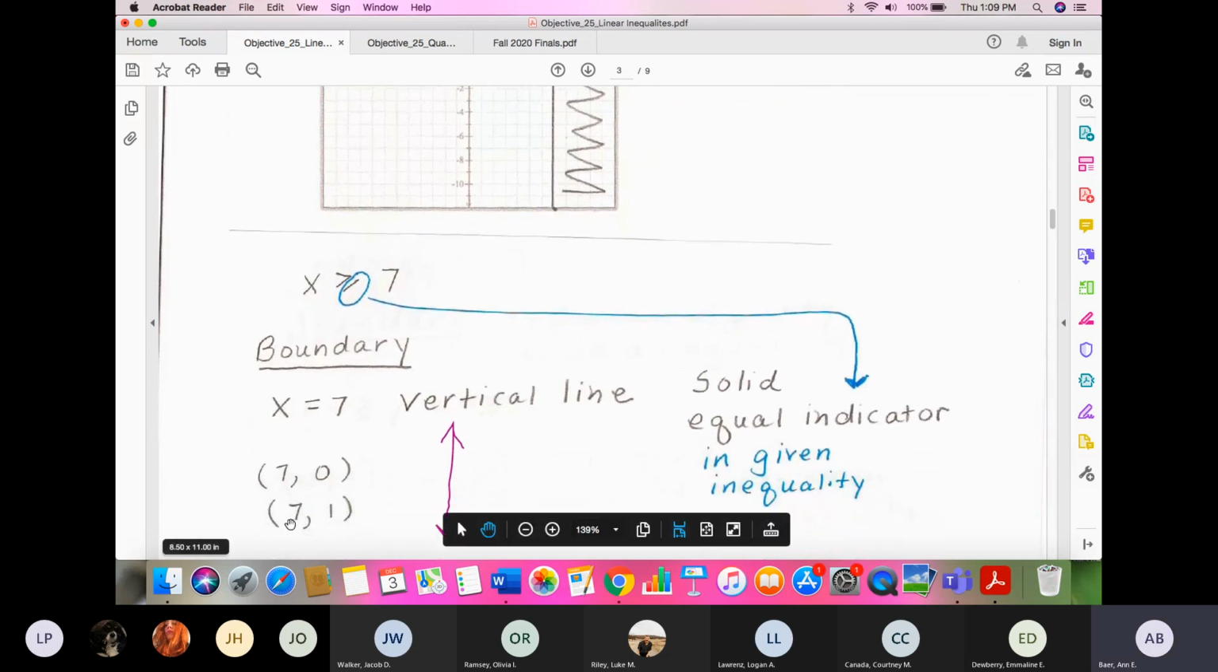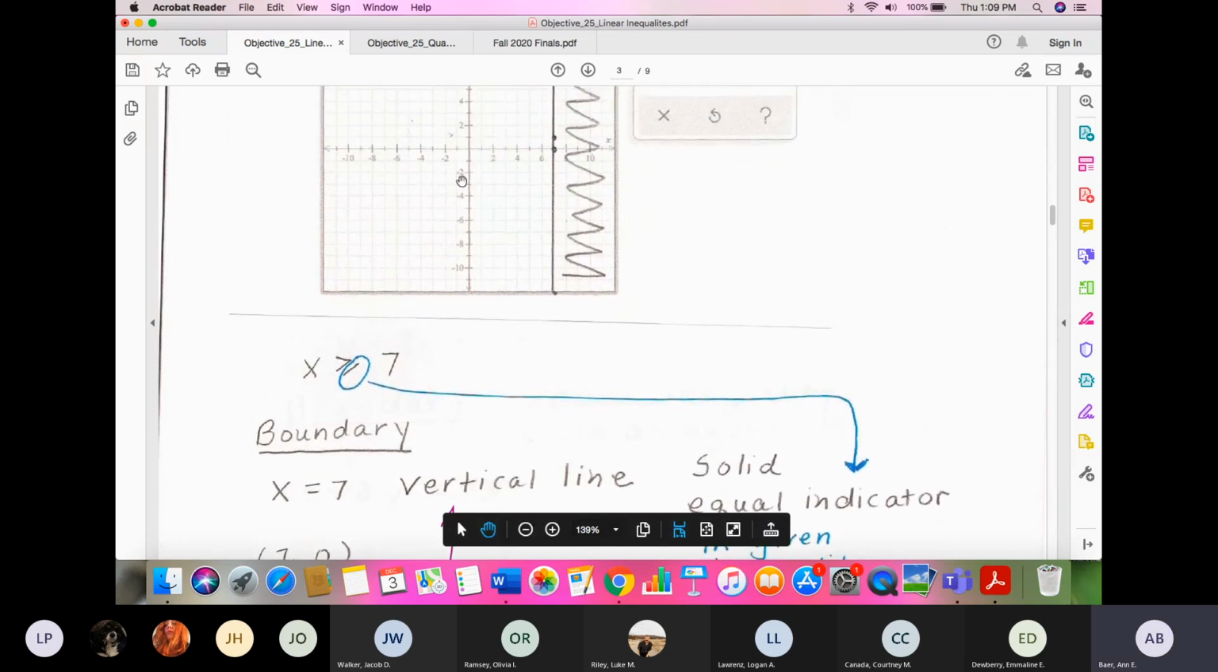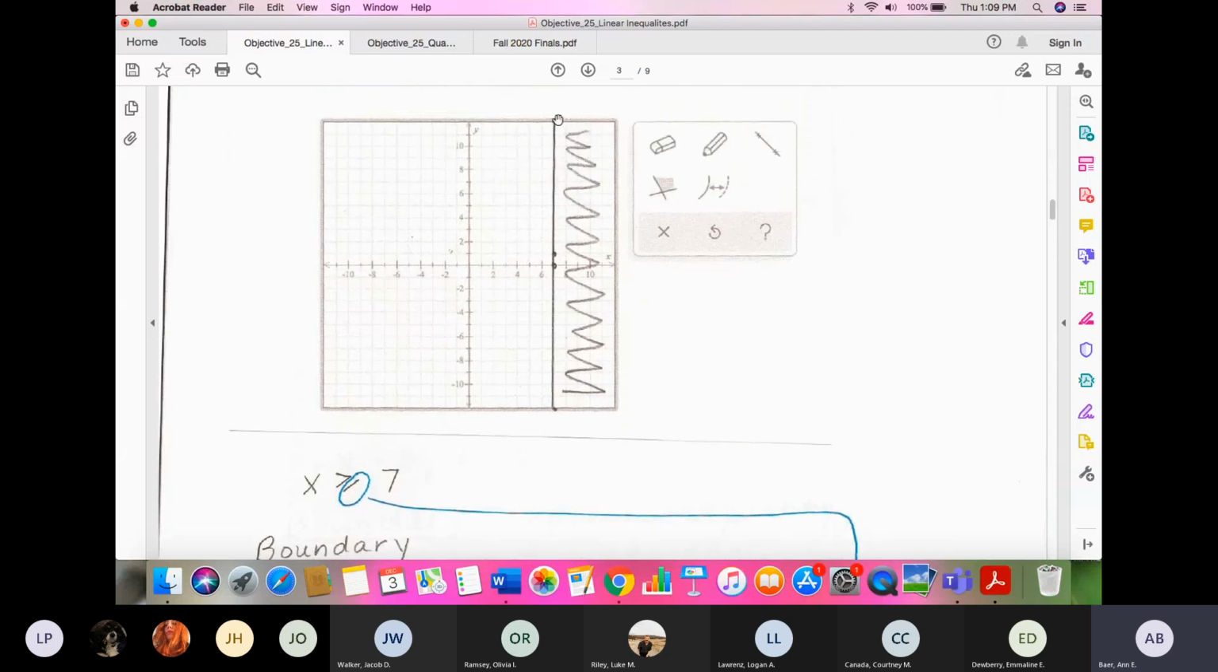For 7, 1, we start at the origin. We go 7 in the positive x direction, and then 1 for y means we go up 1. And I put a little point right there. 2 points determine a line.